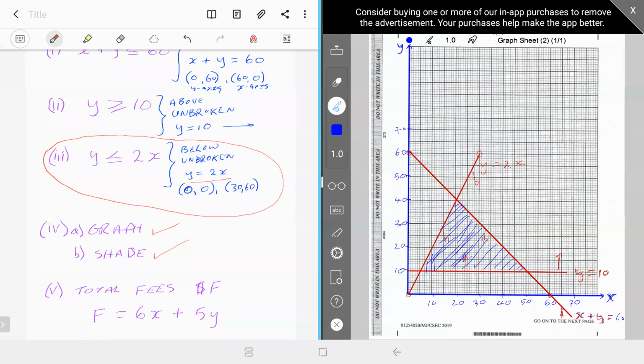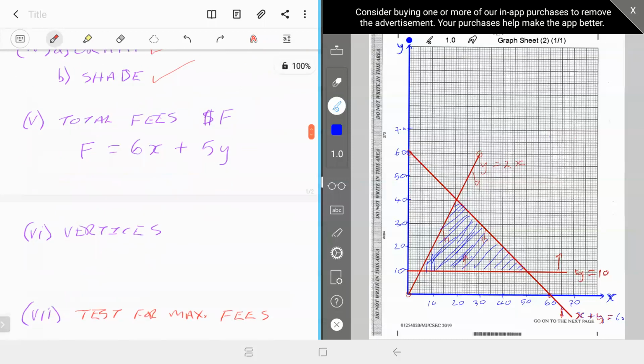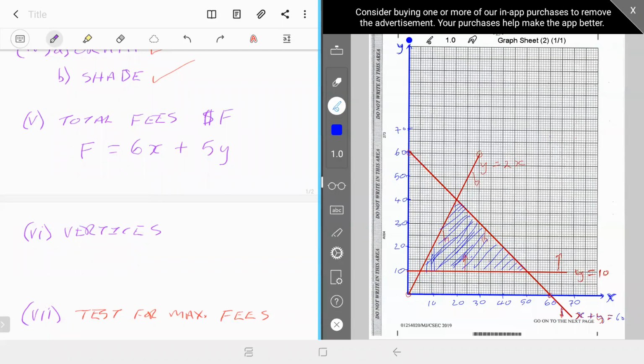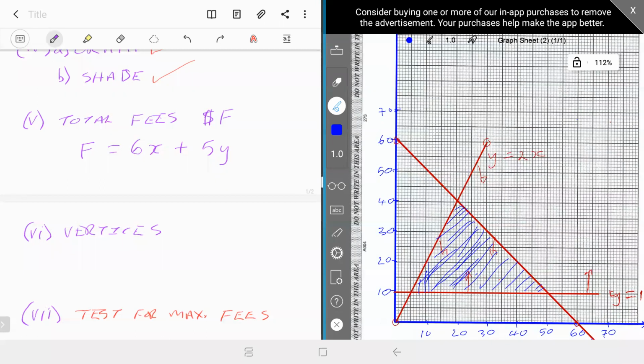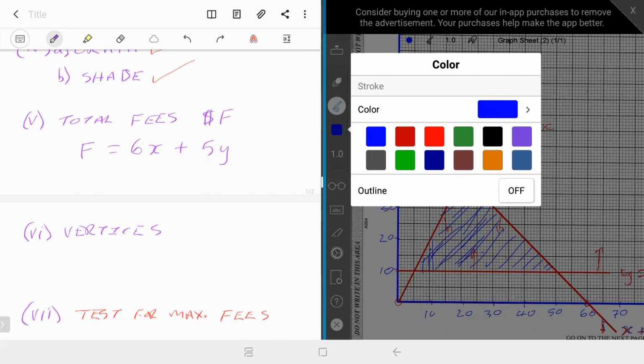All right, now we've got an expression for the fees. This is it. We did that part already. Expression for the fees. And the next part now is for us to write the vertices. All right, we're going to write the vertices. So come back over here now on the graph. We're going to go now and we're going to write the vertices, and we're going to give them letters again.